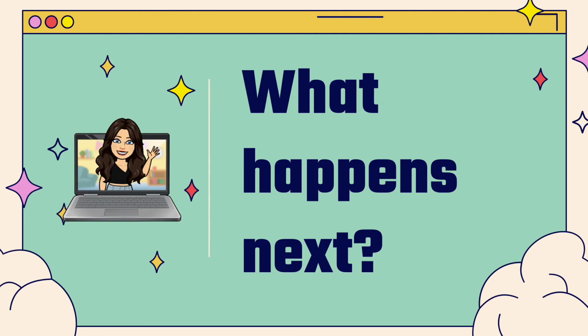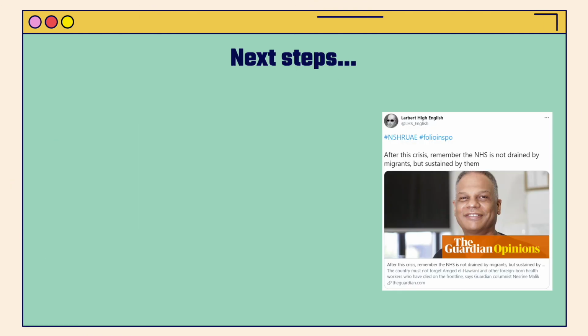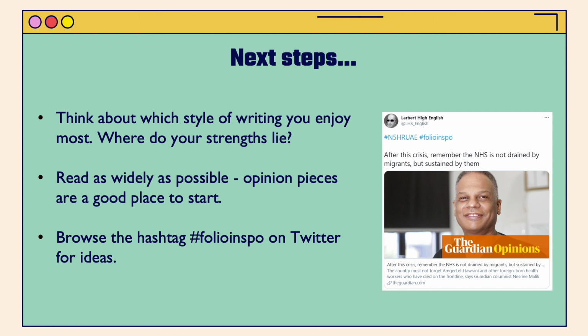So after all of that, what happens next? So what are our next steps? Well, firstly, you need to think about which style of writing you enjoy most. Where do your strengths lie? If you're not sure of this, please feel free to have a conversation with your teacher about it. I'm sure they would be quite happy to point you in the right direction. Then you need to read as widely as possible. Opinion pieces in popular newspapers are a really, really good place to start.